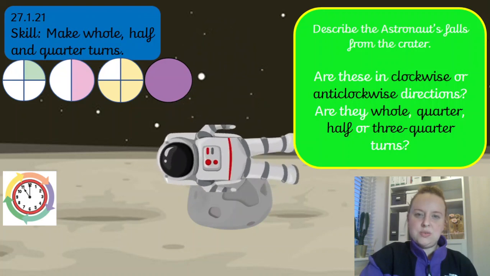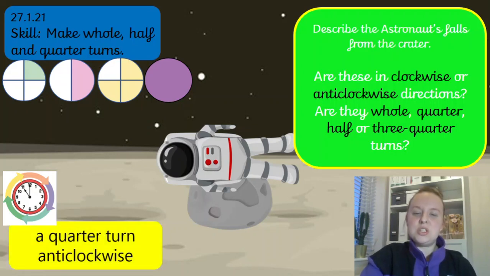Oh, he's gone a different direction this time. This time he's gone anti-clockwise because he's gone the opposite direction to the arrows on the clock, hasn't he? Yes? So he's gone anti-clockwise. Now look at the circles to help you. Which one do you think shows his turn? He's gone just a quarter of the way. Okay, so it's a quarter turn anti-clockwise. A quarter turn anti-clockwise.